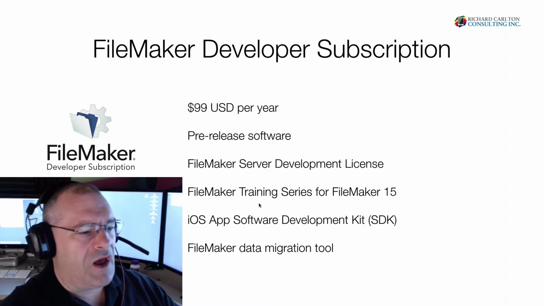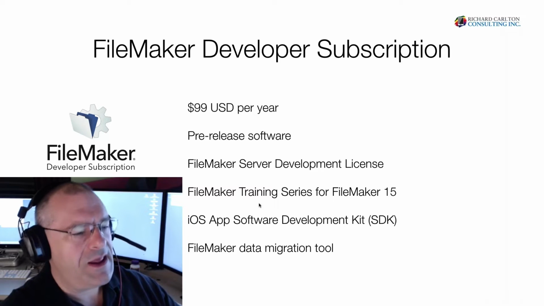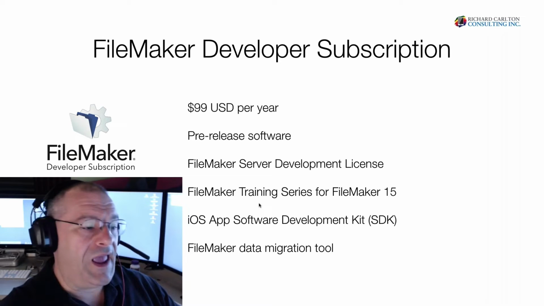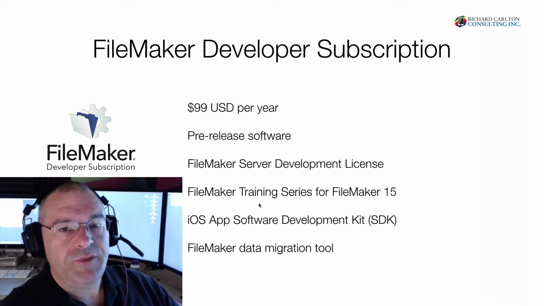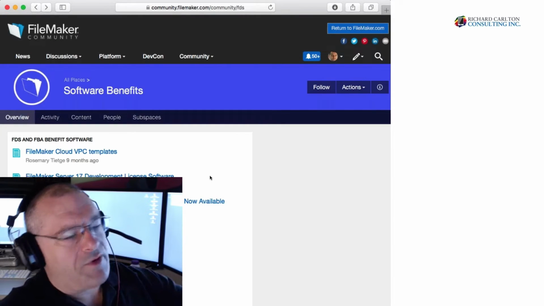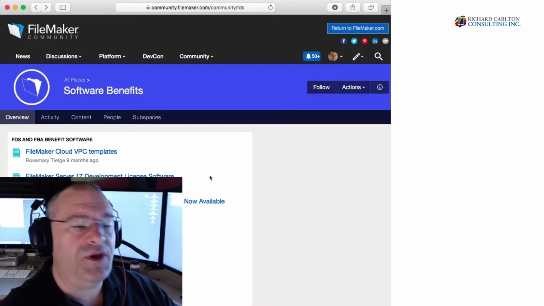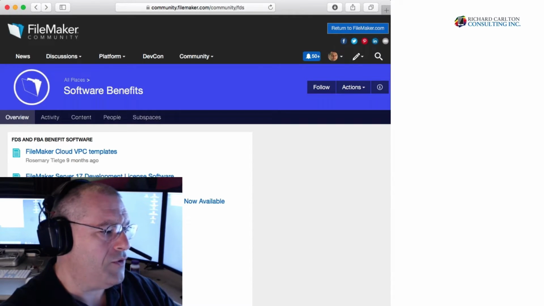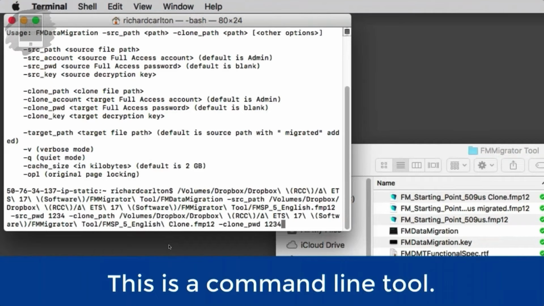It gives you access to pre-release software and various other things like that. But it also gives you access to the iOS app SDK and the FileMaker Data Migration Tool. It's $99 a year, and then you get the download for it. Once you buy that, you'll be able to go to your software benefits page on the FileMaker community and find the FileMaker Data Migration Tool as part of your benefits. Does that make sense? So that's how you're going to get this base tool.